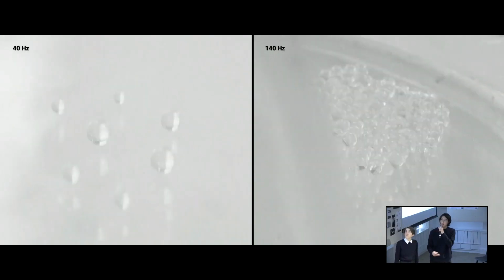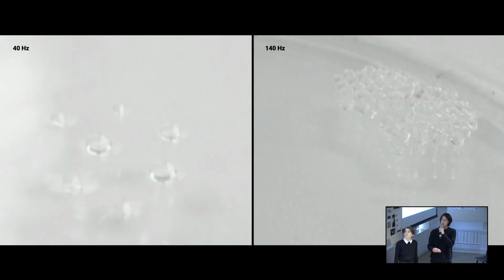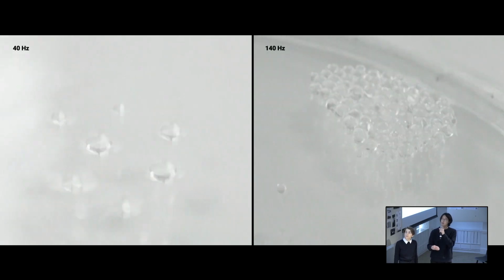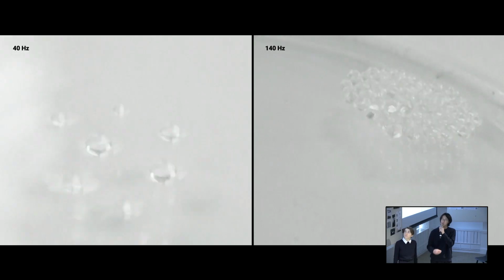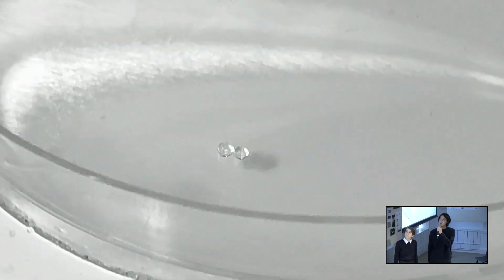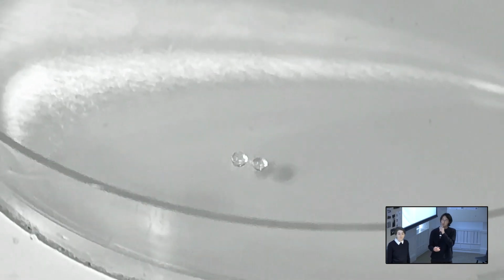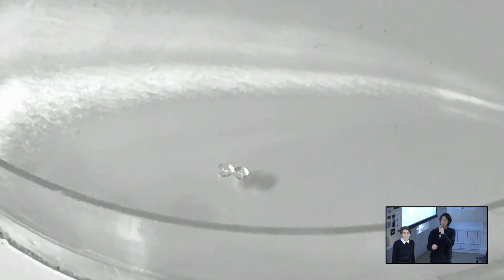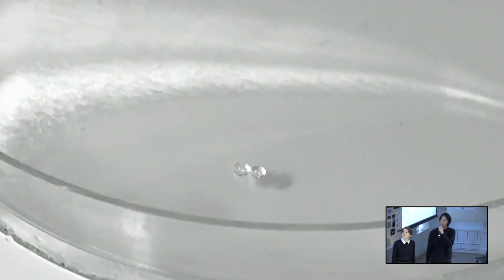And at different frequencies, the wave fields are different. So at 40 hertz, they organize into a lattice structure, and at 140 hertz, they have a packing organization. So utilizing this, by varying the acceleration and the frequency, we can control the distance or the spacing between the particles.